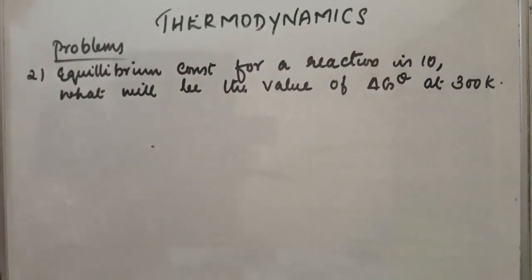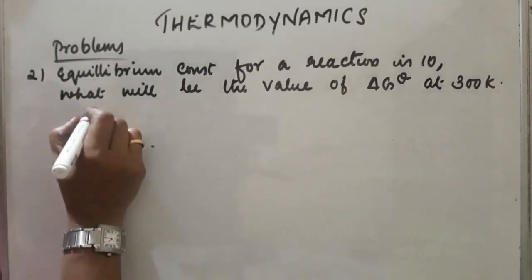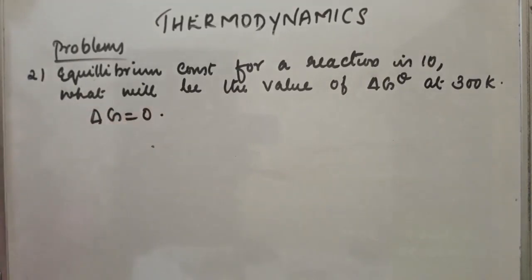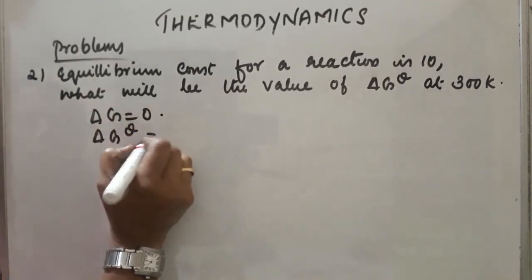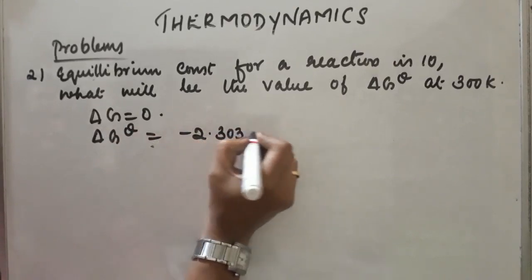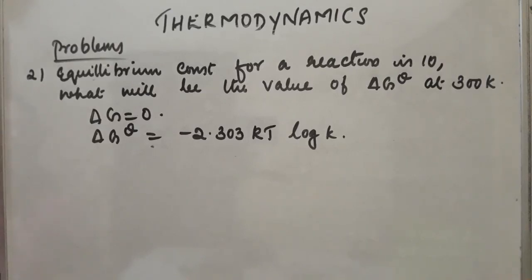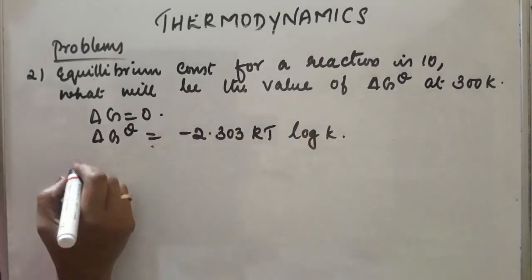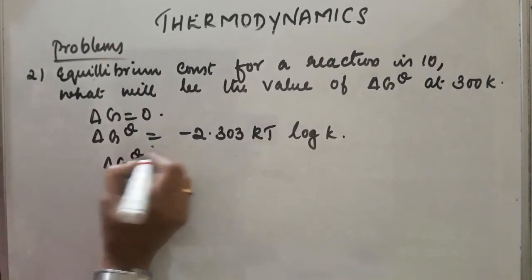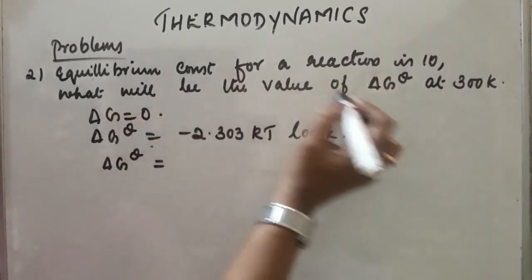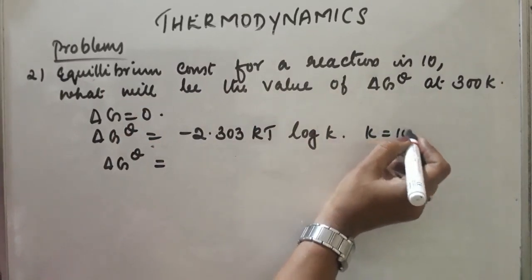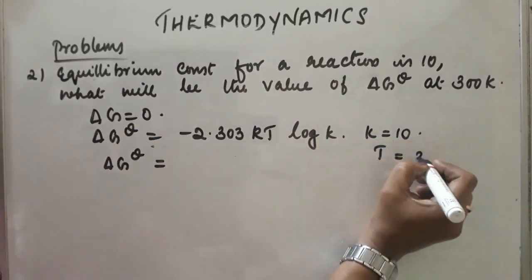Next problem. Equilibrium constant for a reaction is 10. What will be the value of delta G standard at 300 Kelvin? We know delta G will be equal to 0 at equilibrium. So delta G standard will be equal to minus 2.303 RT log K. So K we have to find. Equilibrium constant K is given, K is equal to 10. T is given, 300 Kelvin.